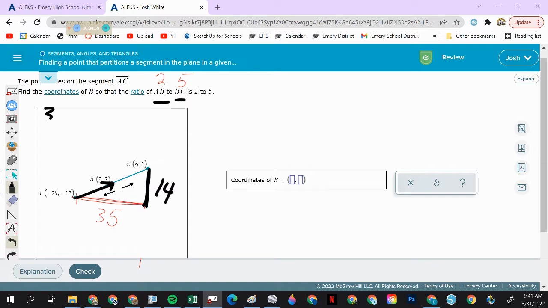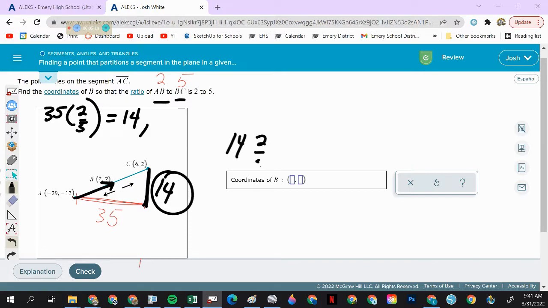So I take 35 and I times it by 2/5. 35 divided by 5 is 7. 7 times 2 is 14. And then I take this number, 14, and I times it by 2/5. And I get 28 divided by 5, which is 5.6. Okay? Does everybody understand that? Anybody confused? Right here.